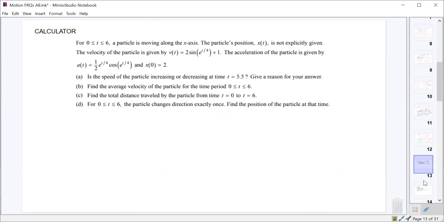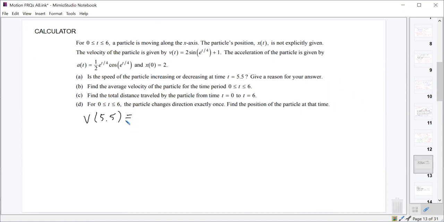Again, we're given a velocity. This time we're also given an acceleration function. Plus we're given an initial position that at t equals 0, our position is 2. First thing we're asked is about speed. So we need to know if speed is increasing or decreasing. We know speed increases if the sign of velocity and acceleration is the same, and we know it decreases if they're opposite signs. So we're looking for v of 5.5, which thankfully we have a calculator to evaluate.